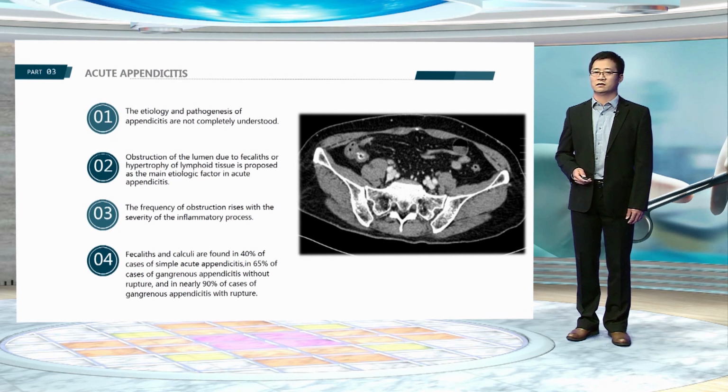Phygolith and calculi are found in about 40% of the cases of simple acute appendicitis, about 2/3 of the cases of gangrenous appendicitis without rupture, and nearly 90% of the cases with gangrenous appendicitis with rupture.